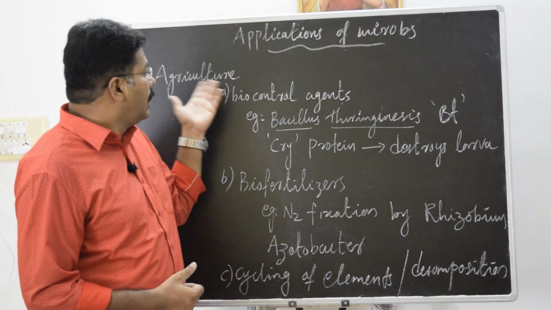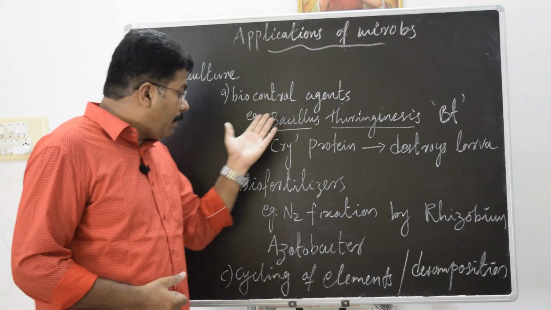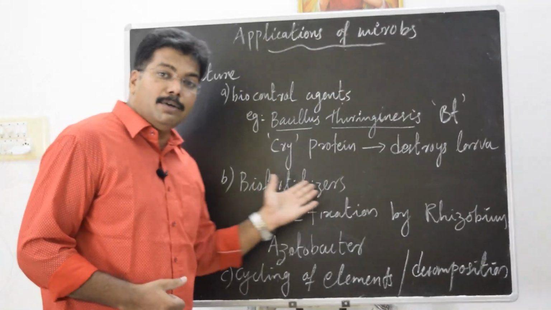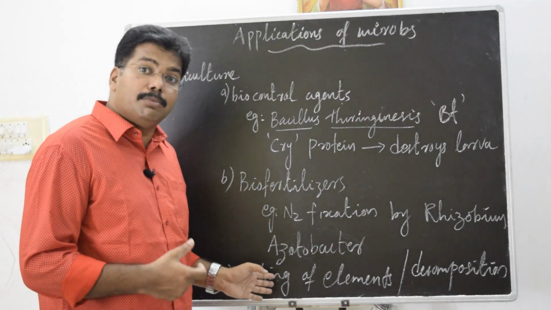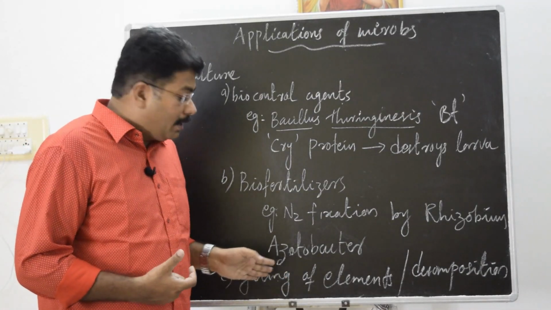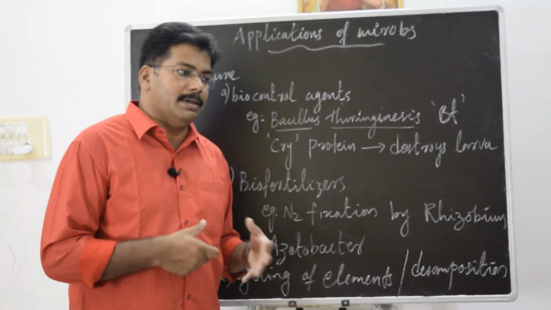So let me conclude. Microbes can be used as biocontrol agents. Microbes can be used as biofertilizers. Microbes are also helping in good decomposition, improving the quality of soil, and also the cycling of various elements like carbon, nitrogen, oxygen, like that.